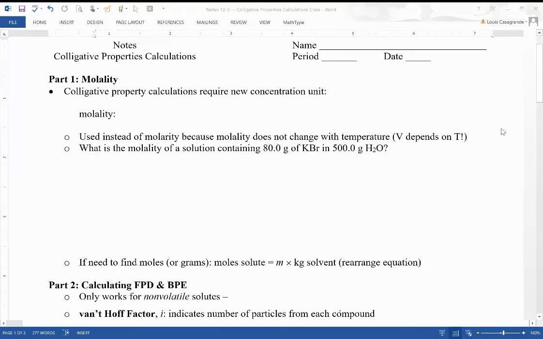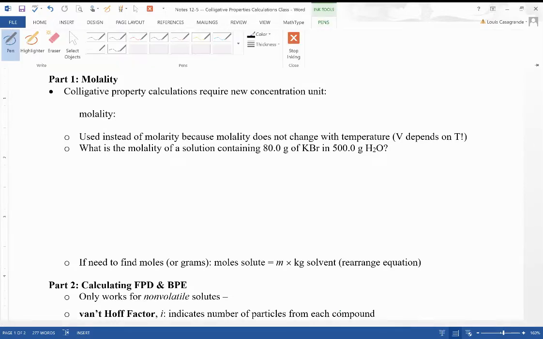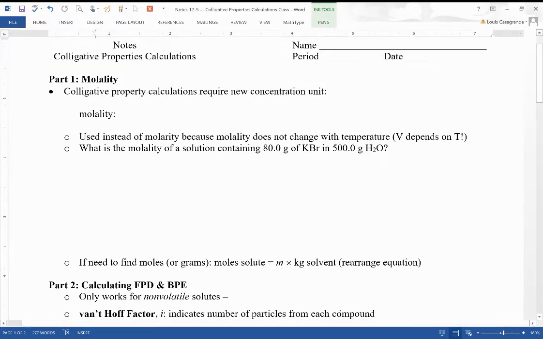Today we are going to talk about calculations involving colligative properties, and specifically calculations of the freezing point depression and boiling point elevation for solutions based on how much solute there is in them. Before we do that, however, we need a new unit for concentration, because colligative properties can involve changes in temperature, and molarity does not change.